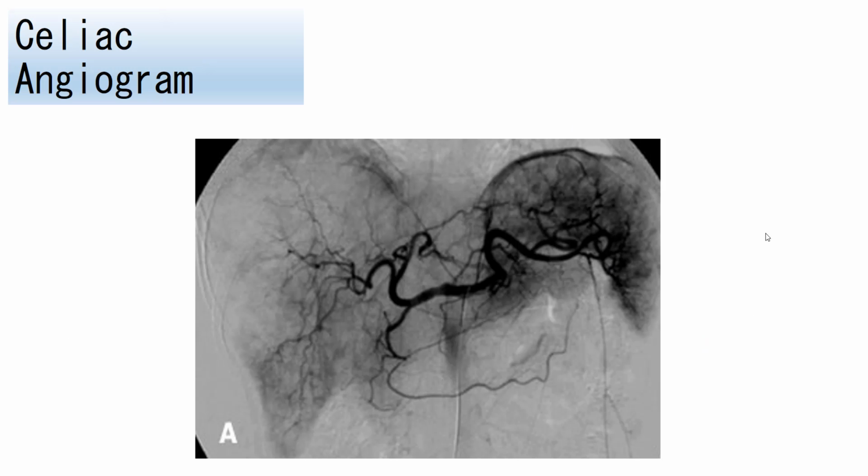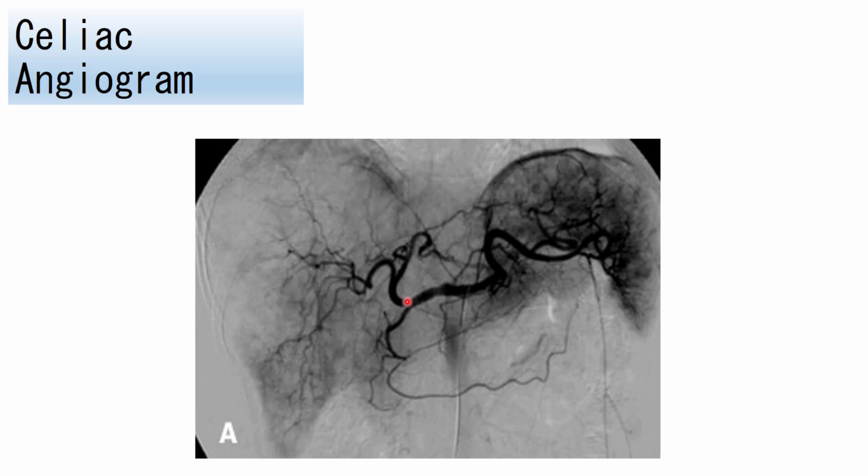Here's a celiac angiogram for you. If you pause this, see if you can figure out a couple of the branches. I'll give away this one, that's probably the easiest one. That is your splenic artery. So the celiac trunk would be here. And here's your common hepatic artery.